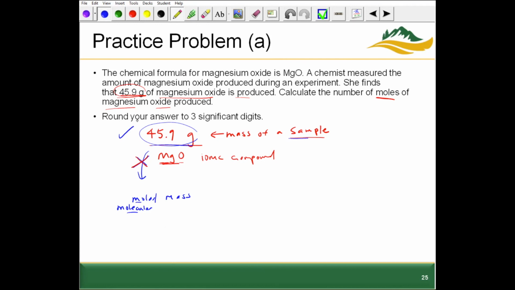To solve this problem though, we do need the molar mass of magnesium oxide. We're going from grams, we want the number of moles, and to do so, we need the conversion factor of grams per mole. This molar mass or molecular mass never changes. For magnesium oxide, for example, it will always have the same molecular mass. We can weigh out various gram amounts of magnesium oxide, but again, the molar mass, the molecular mass of it, is always the same. How do we find the molecular mass? Well, we look at the periodic table.